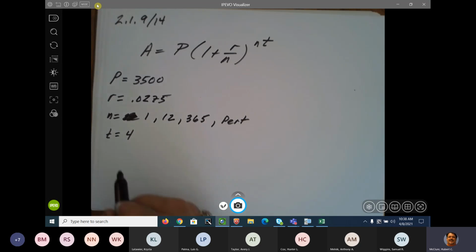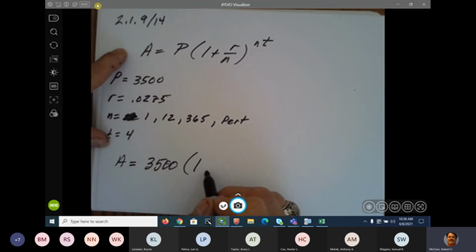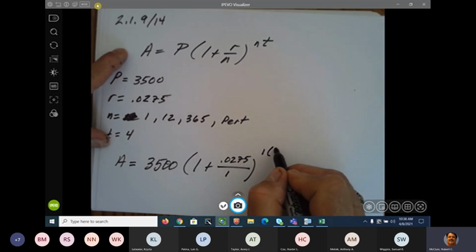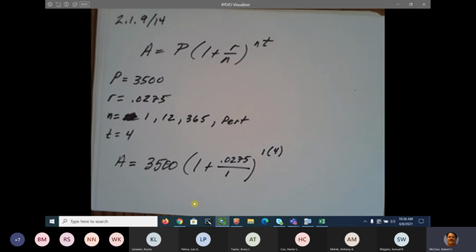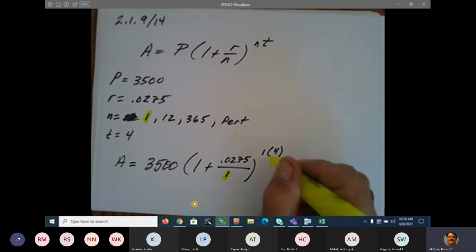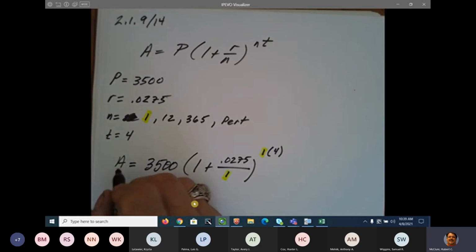Here we go. A is equal to P, 3,500, times 1 plus 0.0275 divided by 1, raised to the 1 times 4 power. Okay, and go ahead and be putting that in your calculator. I'll write the second one down. Since they asked for annual, which means 1 time a year, that goes there and that goes there. So that's the first question, where N is equal to 1.